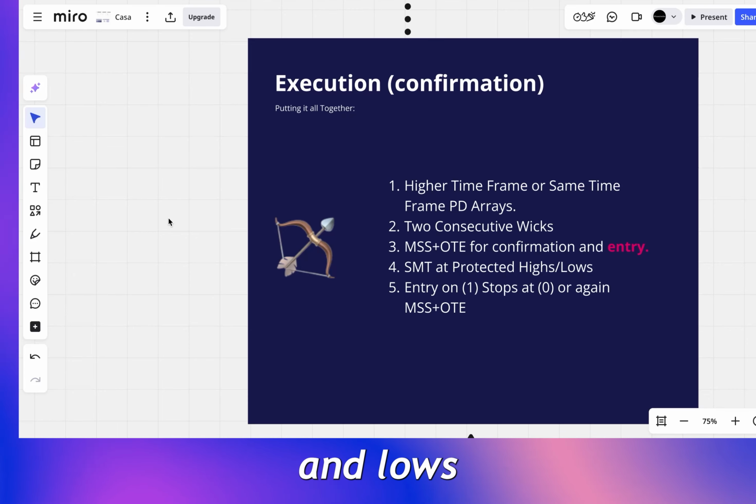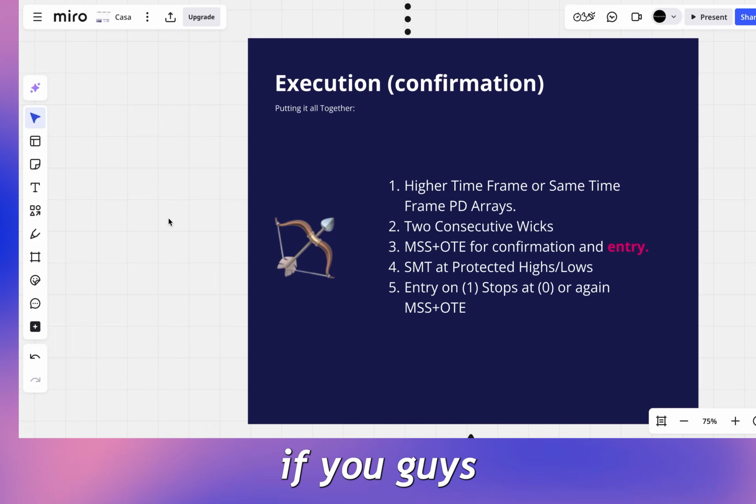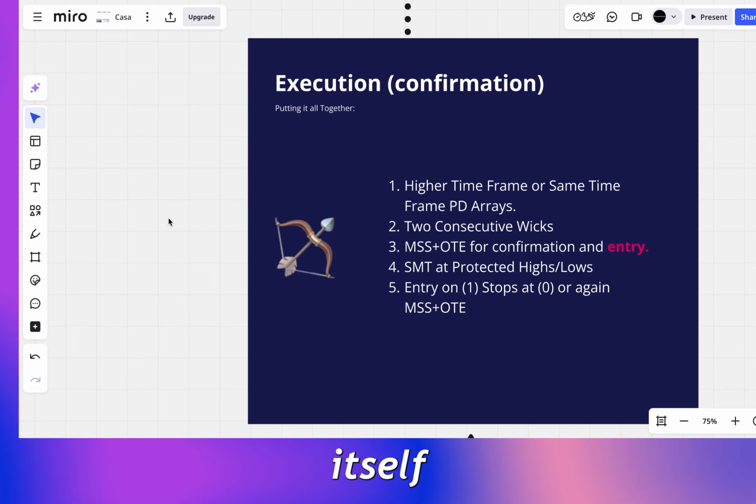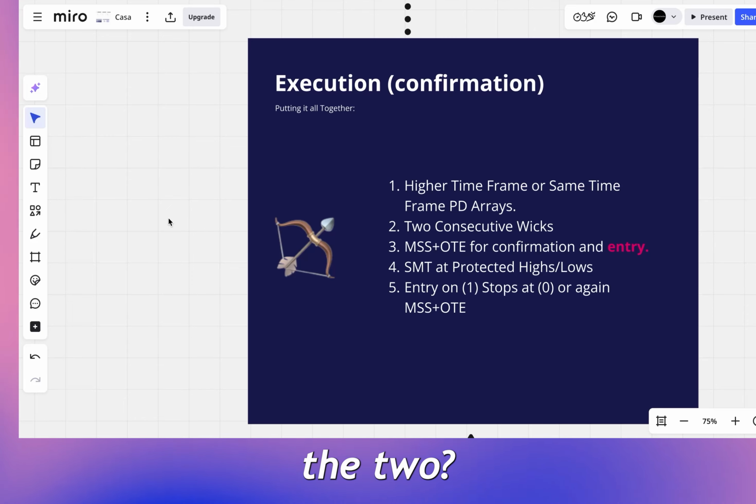SMTs and protected highs and lows. Again, if you guys want to enter off of, because a wick in itself is a gap, it's an inefficiency. So you could enter off of a rejection block or a wick, right? Now, how do you differentiate the two?